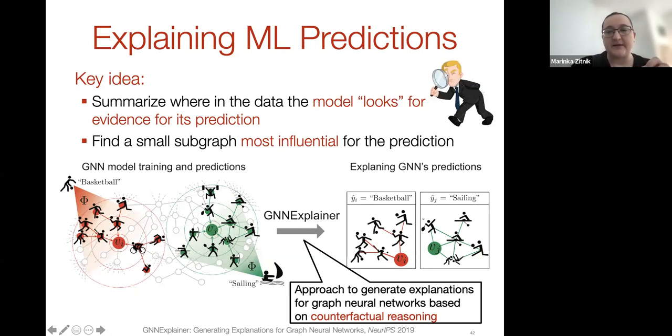in such a way that it tries to identify if certain nodes or edges are masked away, and that changes the prediction made for node V sub I by a large amount, then those nodes or edges that were masked away are good counterfactuals for the prediction. So they should be put in the explanation. That's the intuition of how we can generate post hoc local explanations for each prediction made by GNNs.